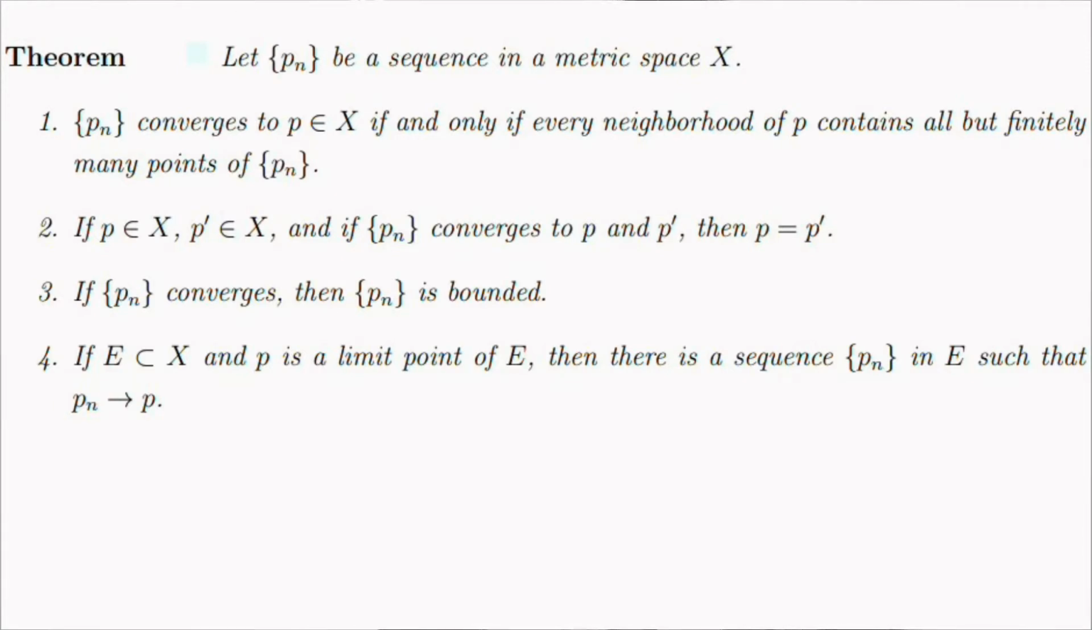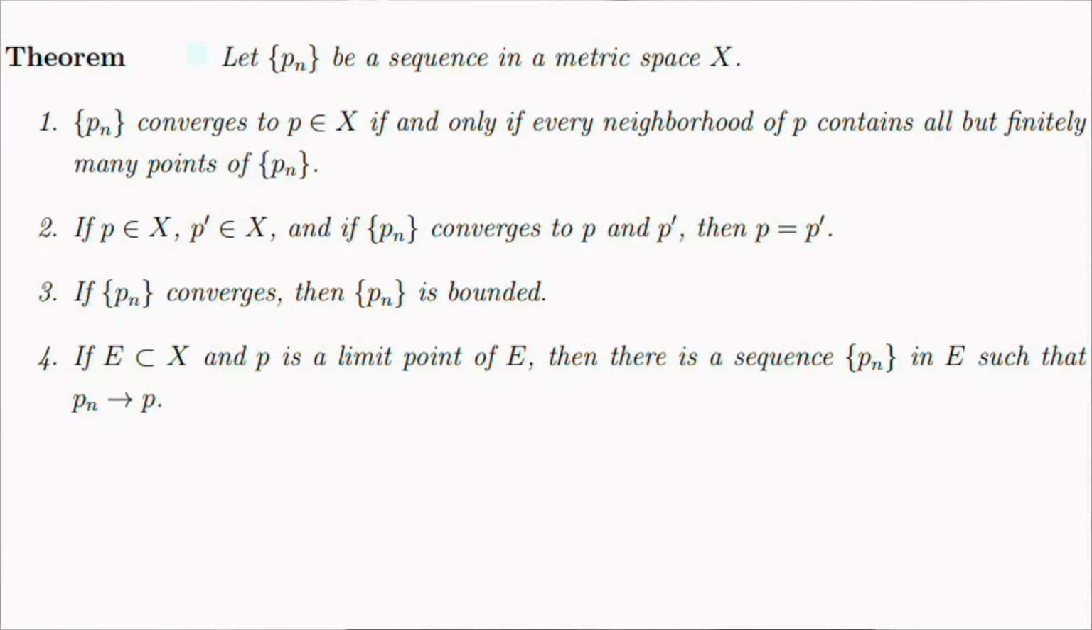In this, it is given that Pn is some sequence in any metric space X. So with that, what are we going to prove? The sequence converges in X, that is, it has some limit P in X to which it converges. It is going to happen if and only if every neighborhood of P contains all but finitely many points of the sequence. It means what?